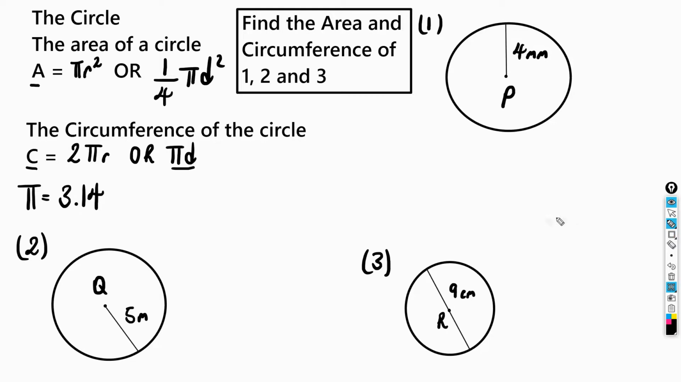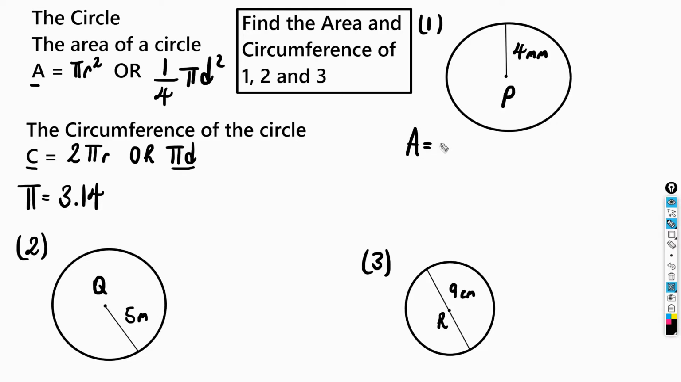We're going to be looking at 3 questions now, and it says here, find the area and circumference of 1, 2, and 3 of the 3 circles. We have the formulas here, so we really can't get mixed up. If we look at this example, we can see that the radius is 4 millimeters. So all we have to do now is calculate the area using the radius.